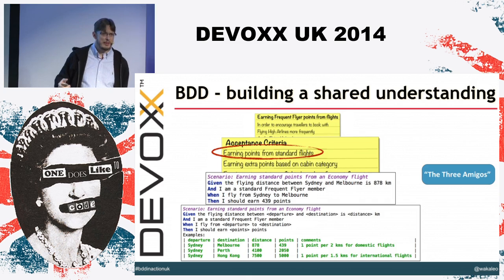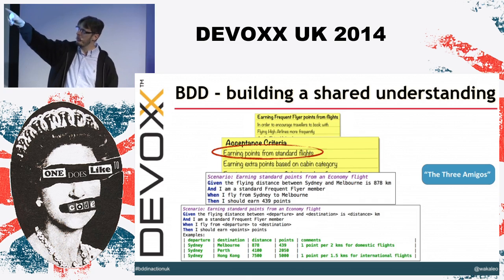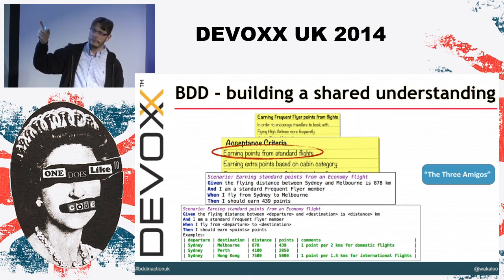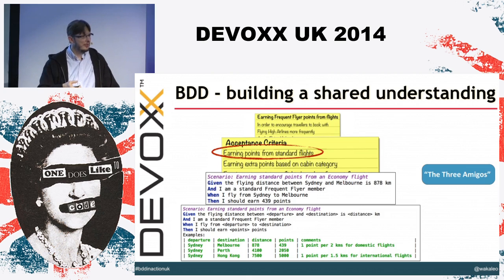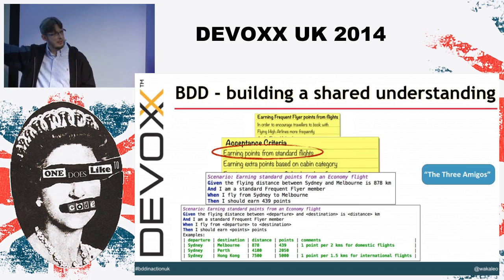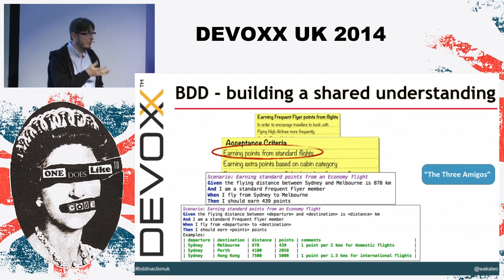If that's not coming out of it, it's less effective, because by the time you get round to implementing the earning points from standard flights and actually automating it, it will end up being the tester at the end of the cycle. And so you lose that collaborative aspect. The developers can't benefit from these acceptance criteria driving their development process, and it just becomes automated regression tests using a BDD tool, which is a bit of a shame.